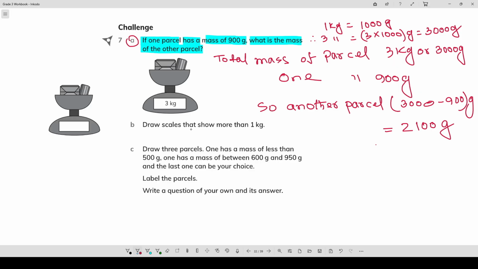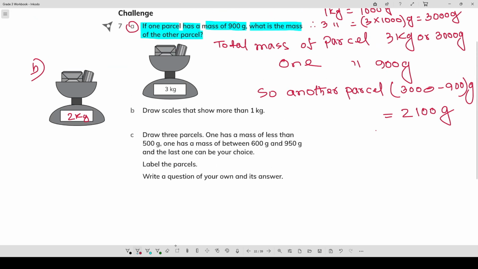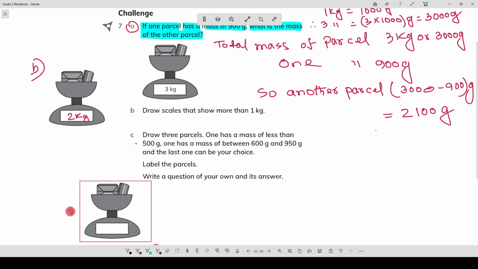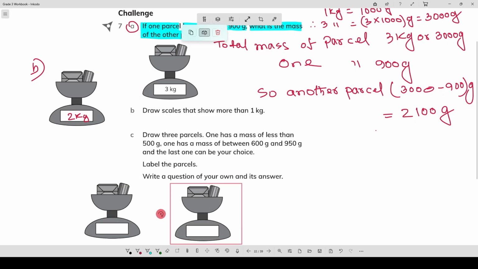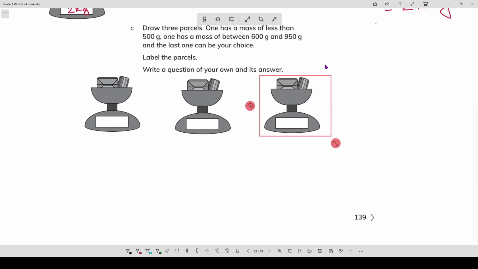Now draw a scale that shows more than 1 kg. So for more than 1 kg we can write lots of things. Suppose this is a parcel, it's number B, we can write 2 kg, which is more than 1 kg. Draw 3 parcels. Okay, we have to draw 3 parcels. So in this case, this is 1, this is 2, and this is 3. This is 3 parcels.